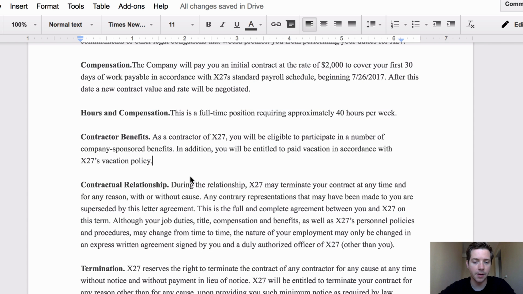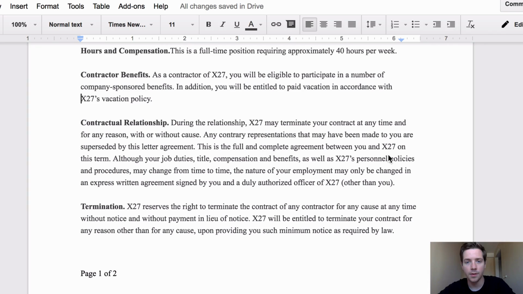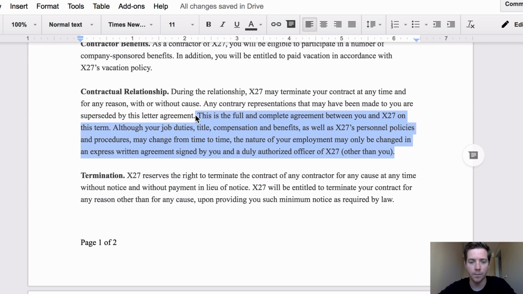We go into contractor benefits where we talk about our vacation policy, which actually doesn't exist. I don't know why we're referencing this. Might have to write a vacation policy here. Then we have this section of the contract which basically says that we can terminate the contract at any time for any reason, with or without cause. And then basically this sentence is legalese that says anything that we talked about before this contract doesn't really matter.